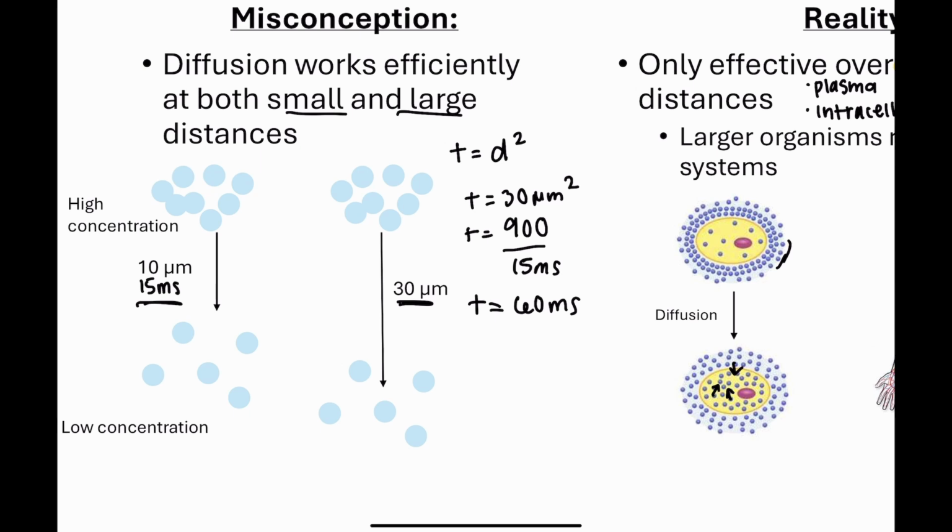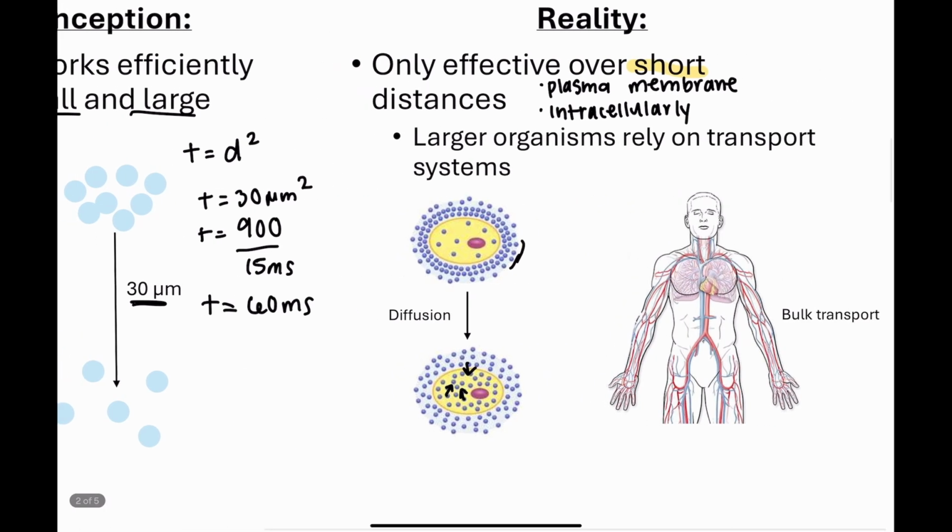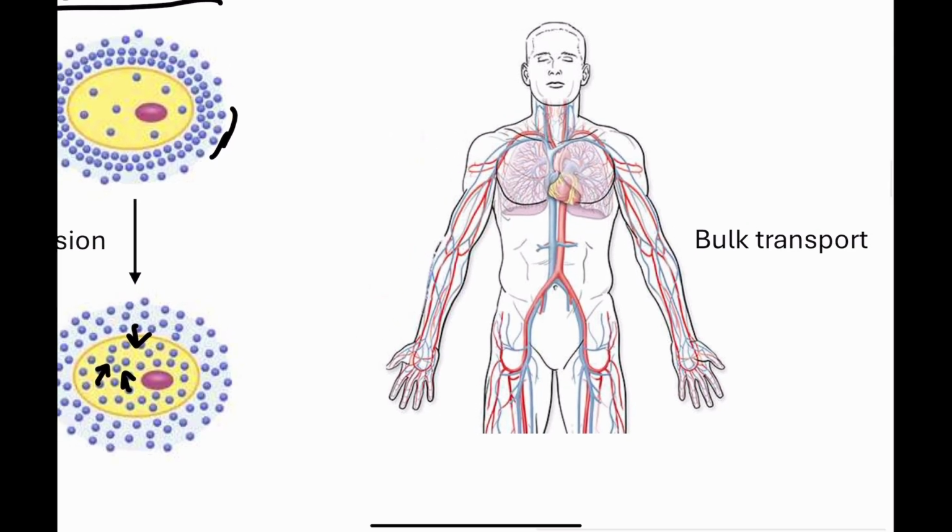So our larger organisms had to come up with a different way of transporting molecules. And our larger organisms actually rely on something called transport systems. An example of a transport system is going to be our circulatory system, and it's actually going to allow us to move our substances efficiently. So our circulatory system is an example of a bulk transport system.